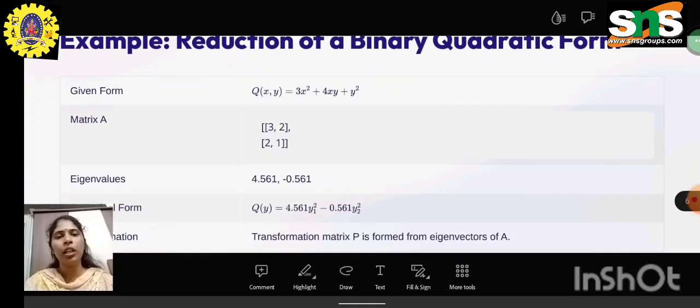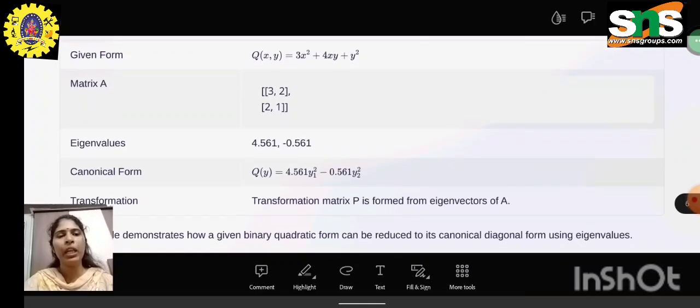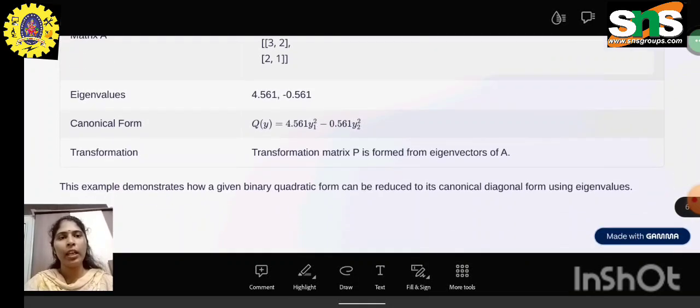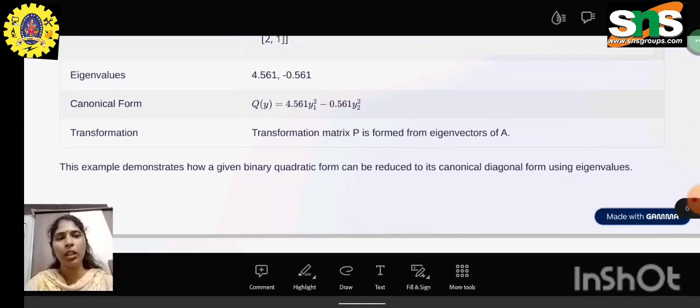Next is example, reduction of a binary quadratic form. Here the given form is q of x comma y is equal to 3x square plus 4xy plus y square. So the matrix form of this will be 3, and we divide the 4 by 2, so we have 2, 2 and 1. The eigenvalues of this particular matrix are 4.561 and minus 0.561. Since one eigenvalue is positive and the other is negative, we call the nature to be indefinite.